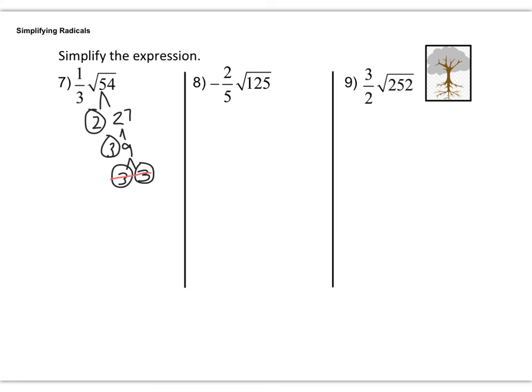A pair of 3s, that comes out as a 3. And that's the only pair, right? I have a leftover 2 and a leftover 3. 2 times 3 is 6. Leftovers go in the fridge.